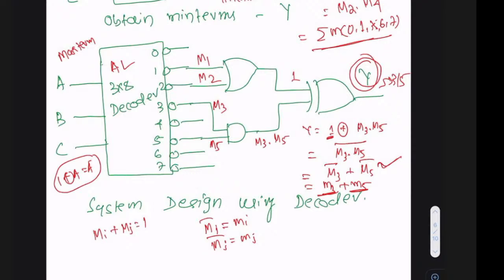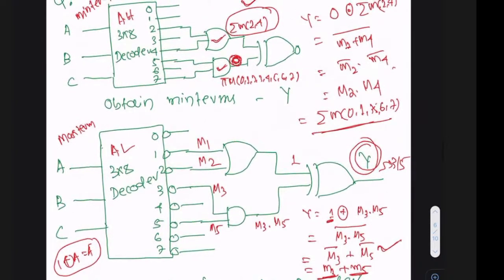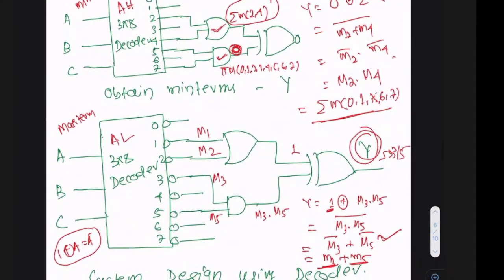Now fine. Sometimes a question can be asked: if a full subtractor's difference and borrow expressions are to be designed using, let's say, an active low decoder, then what is the process? They may set some options. So let us try to answer one of such questions.